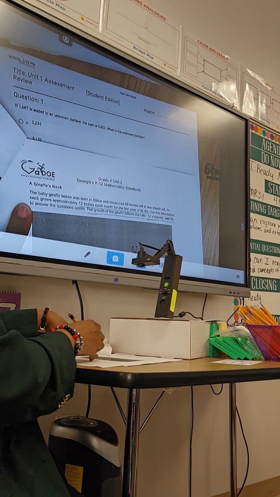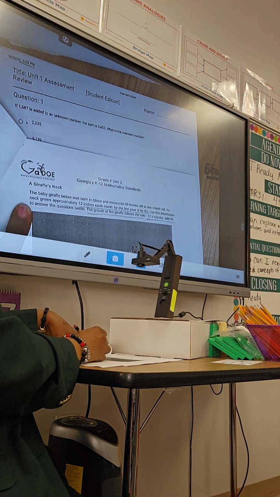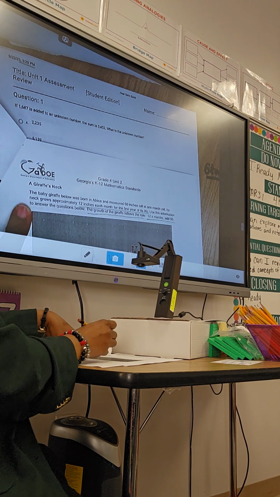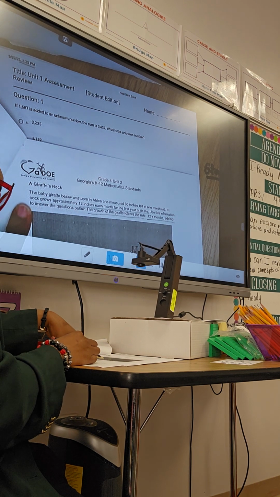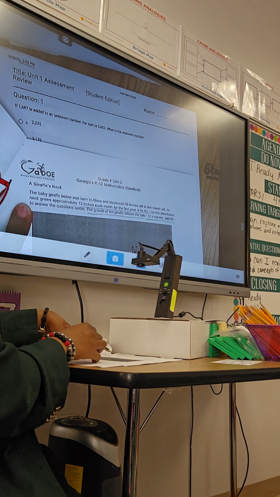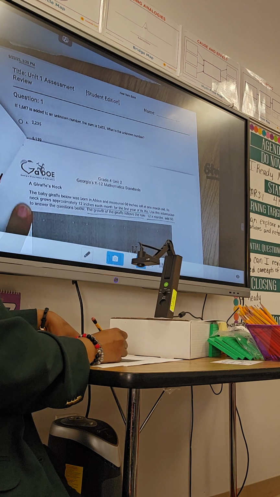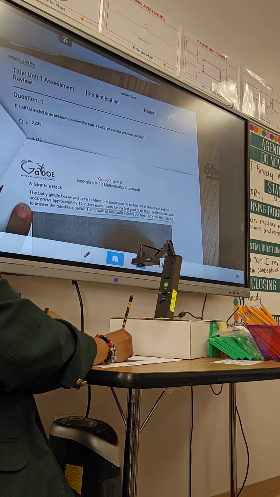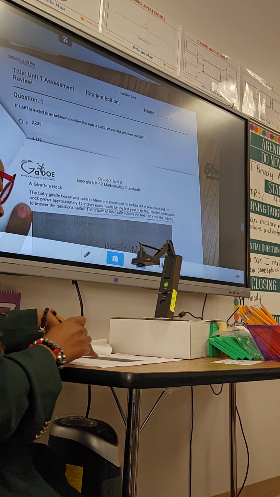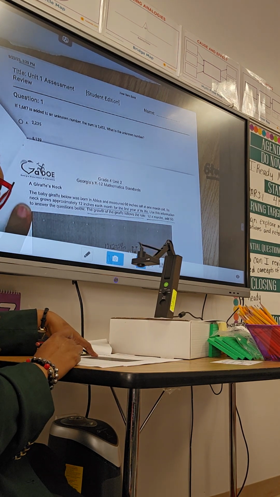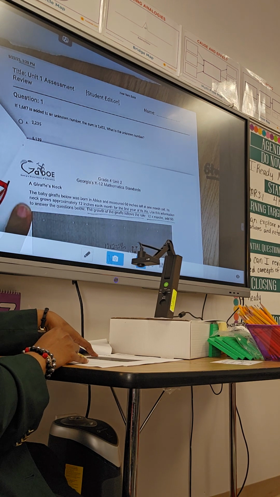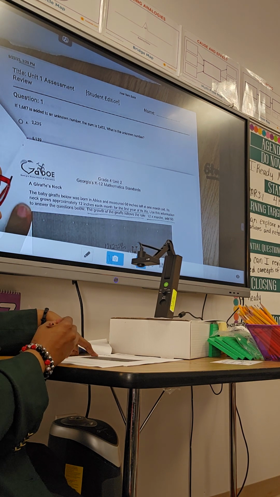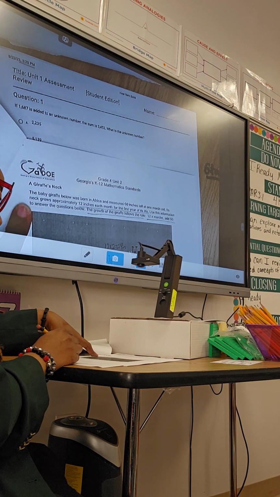So 1 month is how much? 12 inches. 2 months is what? 12 times 2. 24 inches. And keep going. And then it asks, how tall will it be at 5 months old? Then go through the process.